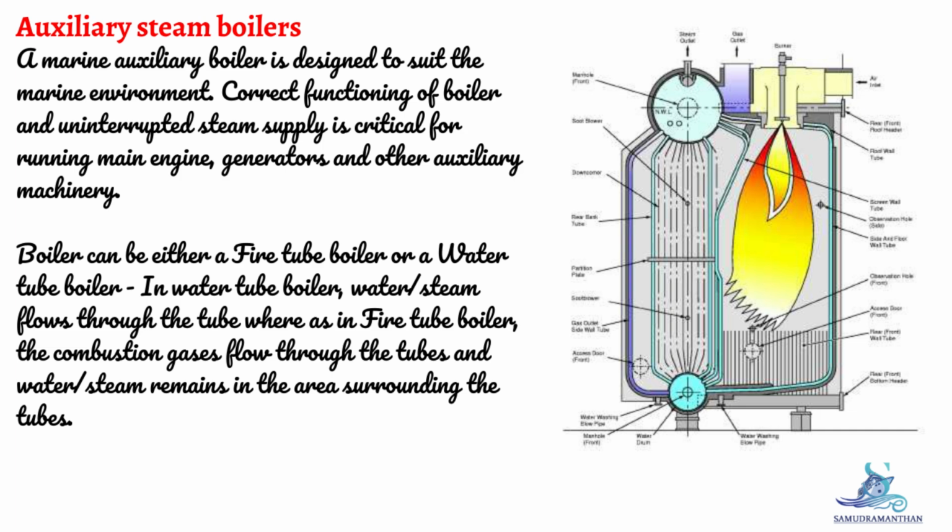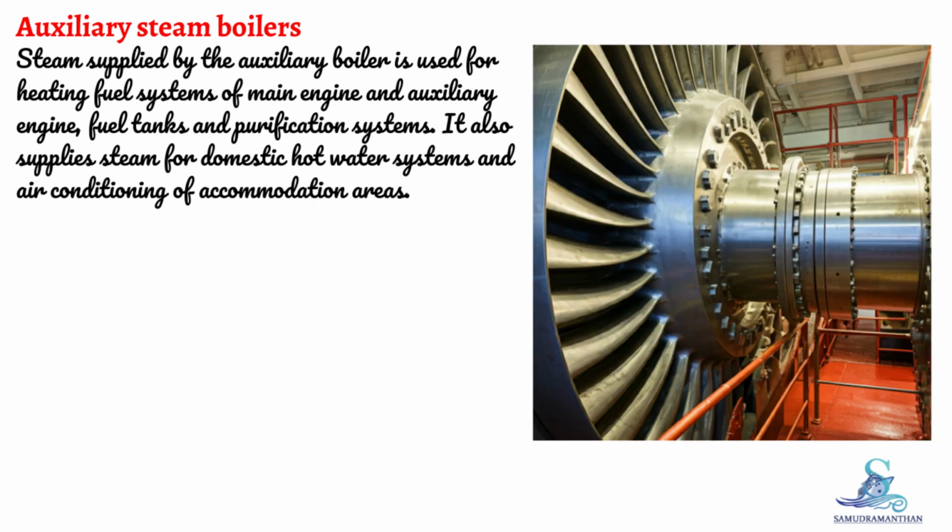In a water tube boiler, water and steam flow through the tubes, whereas in a fire tube boiler, the combustion gases flow through the tubes and water and steam remain in the area surrounding the tubes. Steam supplied by the auxiliary boiler is used for heating fuel systems of the main engine and auxiliary engine, fuel tanks and purification systems. It also supplies steam for domestic hot water systems and air conditioning of accommodation areas.